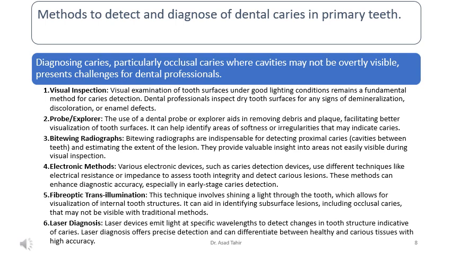Visual inspection. Visual examination of tooth surfaces under good lighting conditions remains a fundamental method for caries detection. Dental professionals inspect dry tooth surfaces for any signs of demineralization, discoloration, or enamel defects.